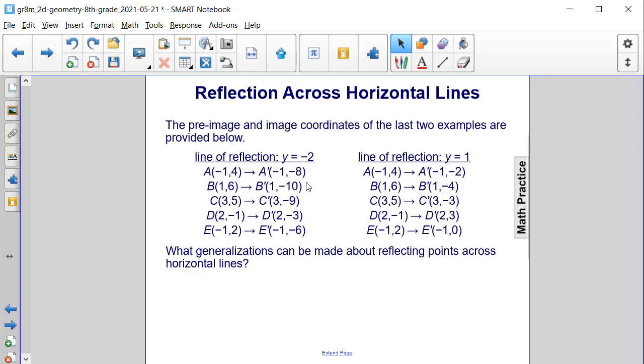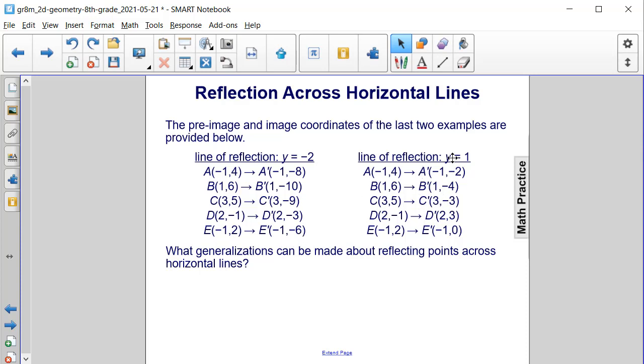The pre-image and image coordinates of the last two examples are provided below. When the line of reflection was y equals negative 2, A went from (-1, 4) to (-1, -8). B went from (1, 6) to (1, -10). C went from (3, 5) to (3, -9). D went from (2, -1) to (2, -3). And E went from (-1, 2) to (-1, -6).